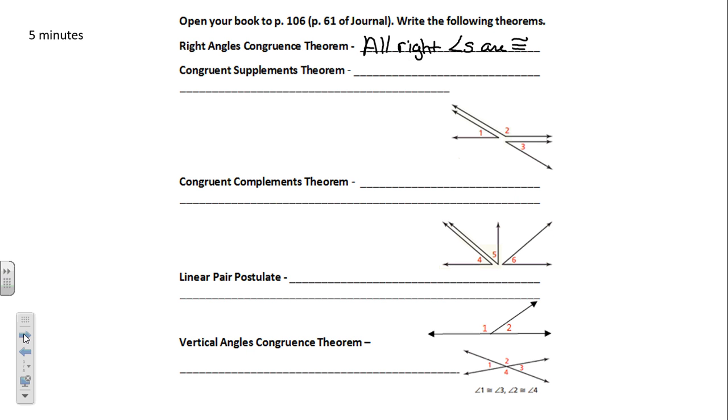Linear pair postulate, what happens with a linear pair? Someone read it real quick. What was a linear pair postulate? I know it's Monday, you guys are tired. Linear pair postulate said what? They're supplementary. If they form a linear pair, then they're supplementary. Okay? And then the vertical angles is that if two angles are vertical from each other, then they're going to be congruent as well. Okay?